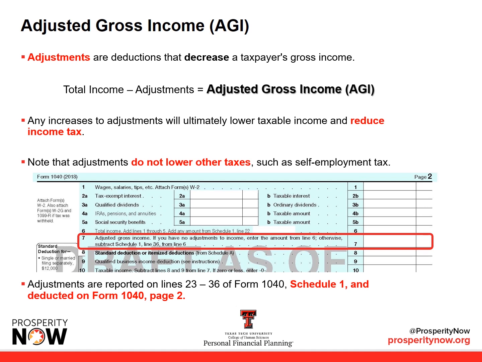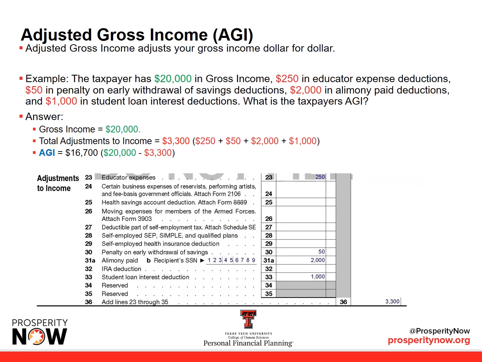You can see here on line 7 of the Form 1040 where the adjusted gross income will go. Adjustments are reported on lines 23 to 36 of Form 1040, Schedule 1, and deducted on Form 1040, page 2, from gross income dollar for dollar.